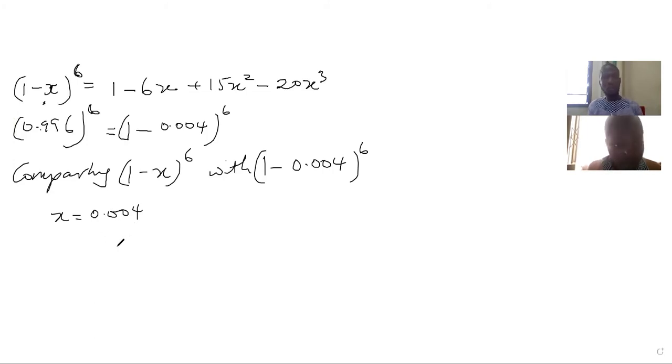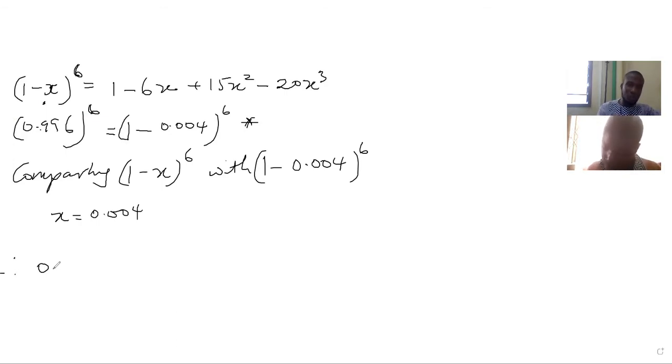Yes. Good. So now the approximate value for this question will be, whenever we see x in the original expansion, we put 0.004 there. Are you okay? Yes, sir. So that is what we are going to do now.